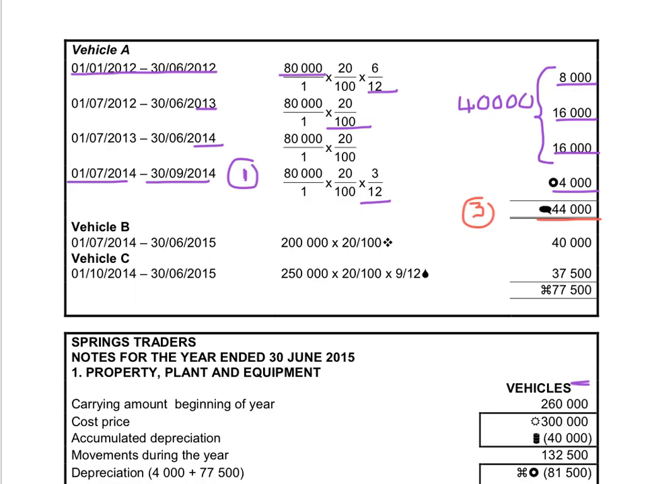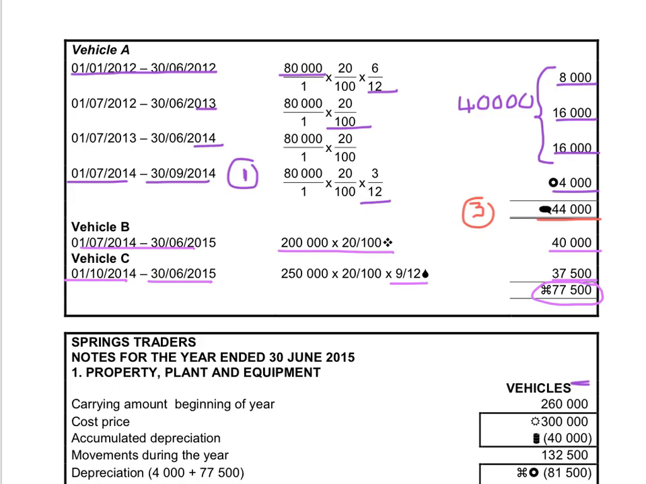Vehicle B was used for the full year. The cost price was 200,000 times 20% will give me 40,000 rand. Vehicle C was purchased on the 1st of October, so I will only calculate depreciation from 1 October up to 30 June. That is for 9 months, and that will give me 37,500.